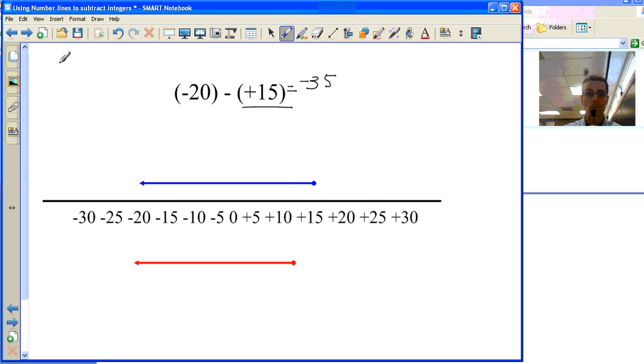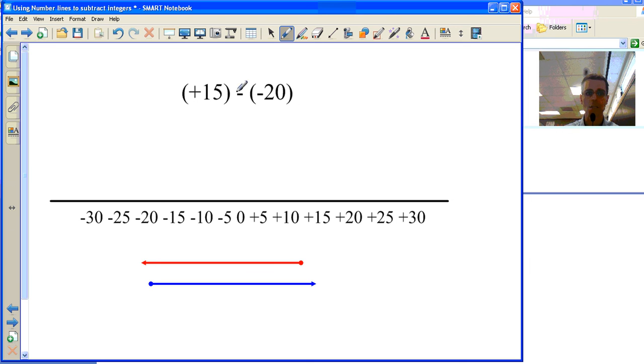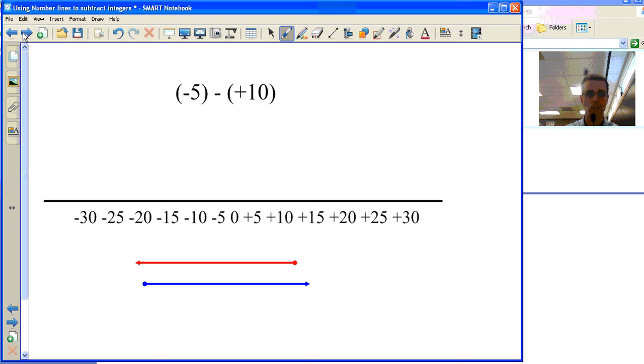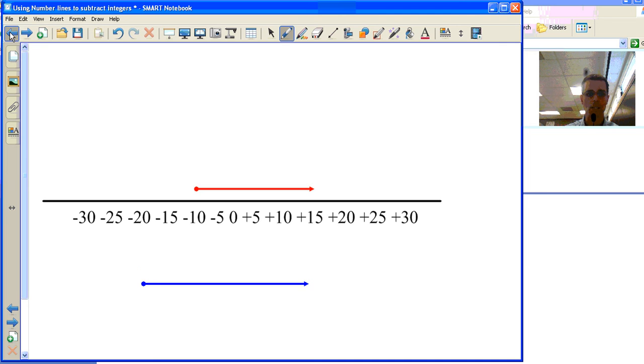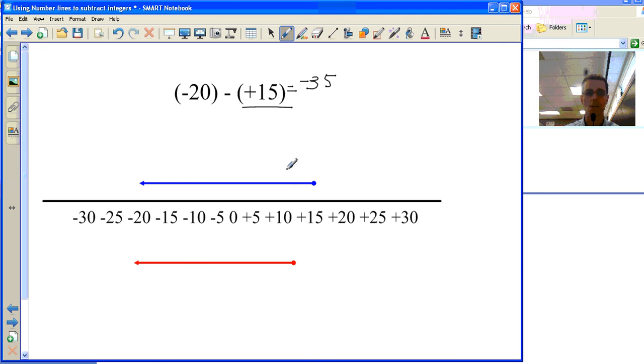So these are things that are important to keep in mind. If I start at positive 15, I'm going down or back to negative 20, I know it's going to be a negative number. If I was going forward, it would have been a positive number. Next one here you can do on your own, or you can do a lot of practice ones like we do. But that is how we do subtraction of integers on a number line.